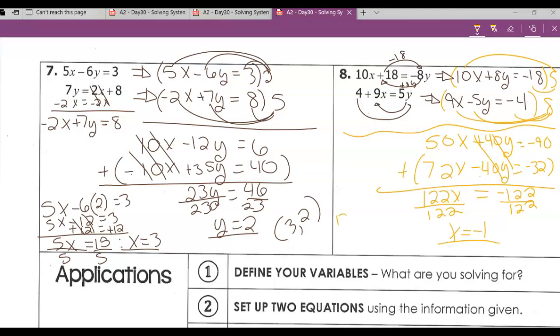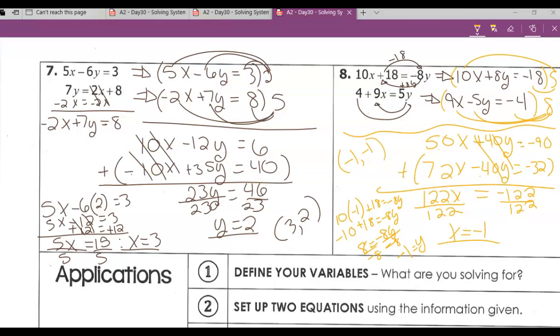Now to get my y answer, I'll go ahead and just go back to my first equation. It said 10 times whatever x is, which is negative 1, plus 18 equals negative 8y. 10 times negative 1 is negative 10, plus 18 equals negative 8y. Negative 10 plus 18 is 8, equals negative 8y. Divide by negative 8, and you end up with negative 1 equals y. So your solution for this one ends up being when x is negative 1, y is also negative 1.